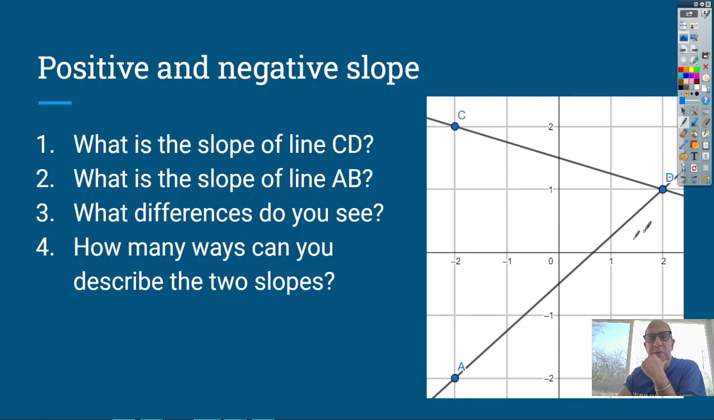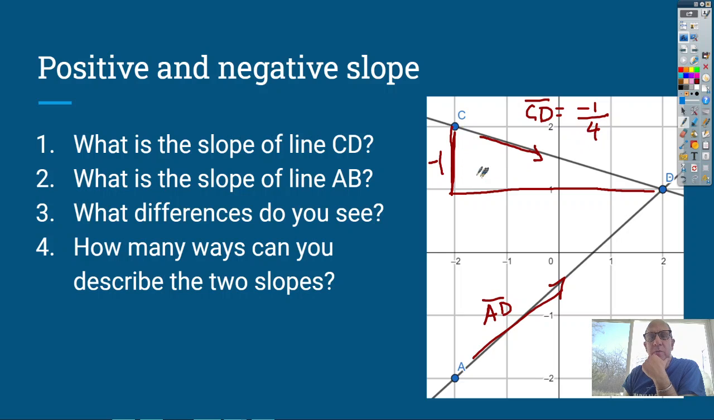Well, what's the difference between CD and AB? Or AD? AD is going up, right? And CD is going down. So my change in y values here is down 1. How do I say down 1? I call that a negative 1. And goes over 4 spots. So instead of 1 over 4, that's going to be negative 1 over 4.